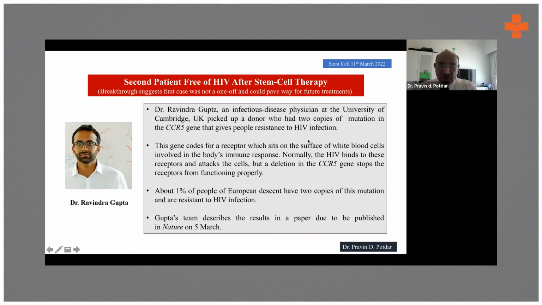And I think in 1 year's time, I hope that a lot of things will come out with positivity. So Gupta's team described the results in the paper. This is published in Nature.